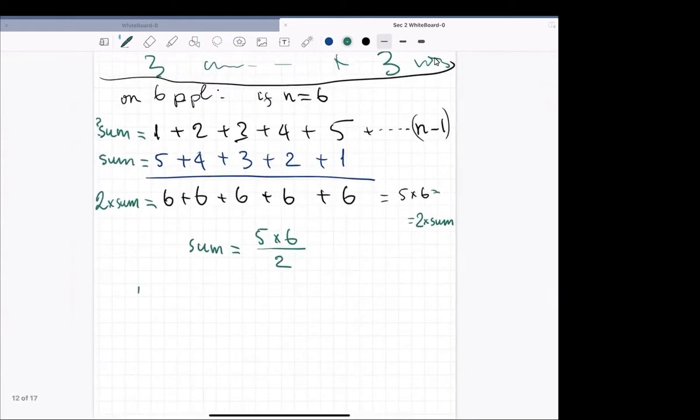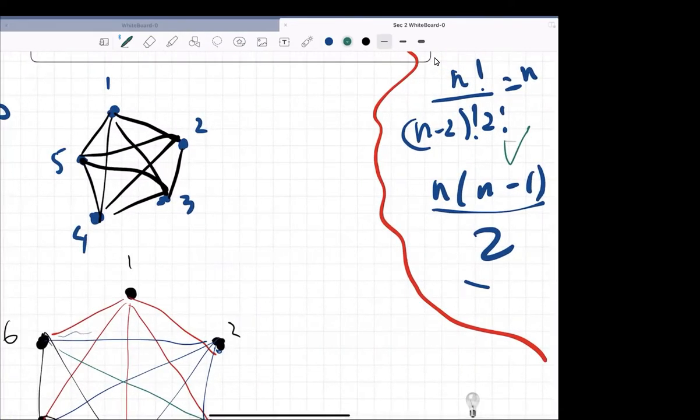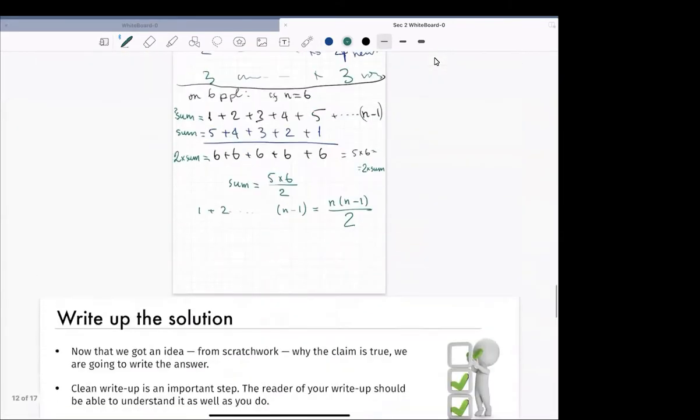So if I'm summing 1 plus 2 through n minus 1, that's going to be n times n minus 1 over 2, right? The sum of the first n terms. Isn't that exactly what you suggested 2 seconds ago here? This is why n choose 2, we actually just proved that n choose 2 is that number, because we described n choose 2 in 2 completely different ways.